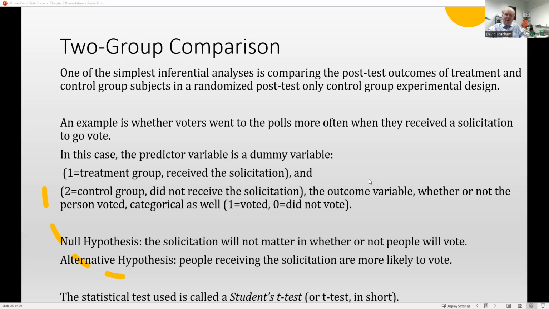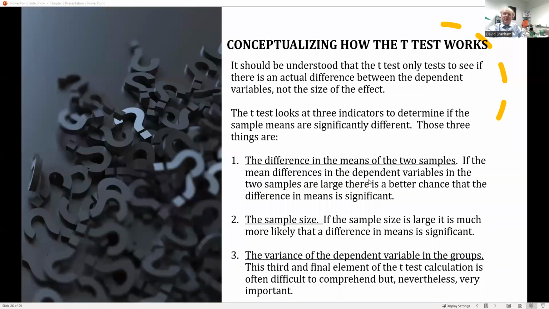So what you do is you give the card to the treatment group. You don't give the card to the control group. Then you go and find out if they voted or not. And then you do a statistical test to see if the turnout of the control group was lower than the turnout of the treatment group, which is your alternative hypothesis, because you think people are more likely to go.